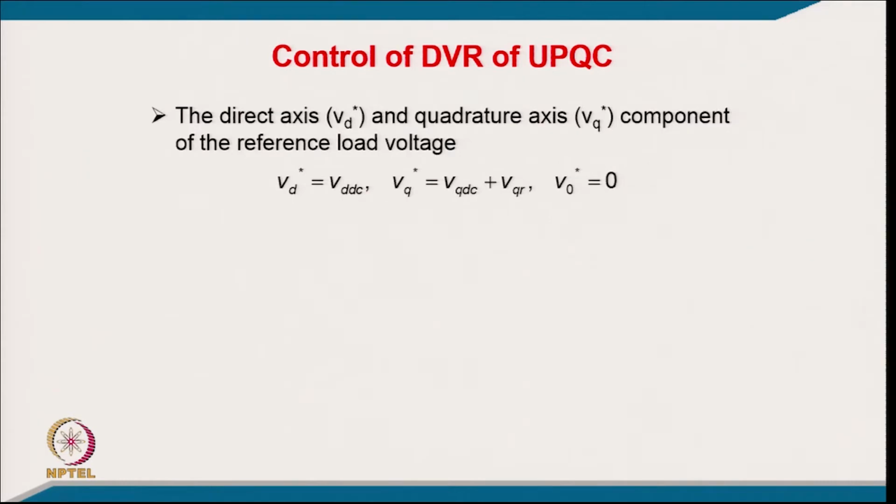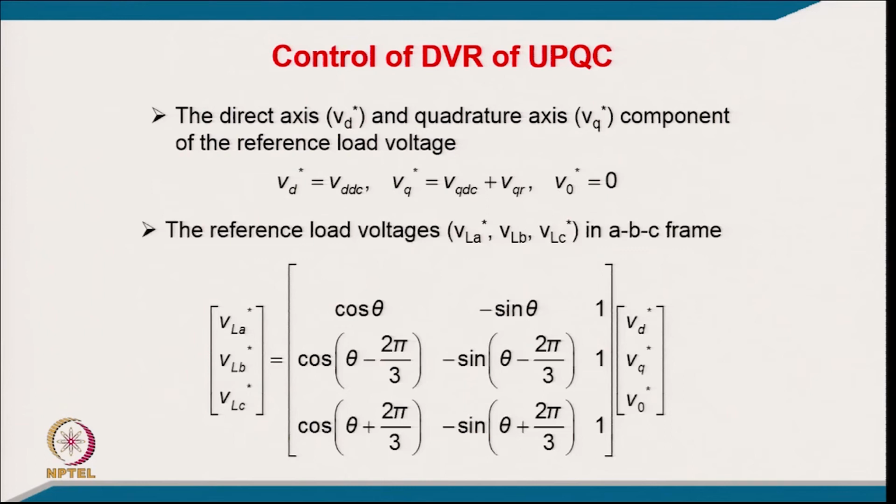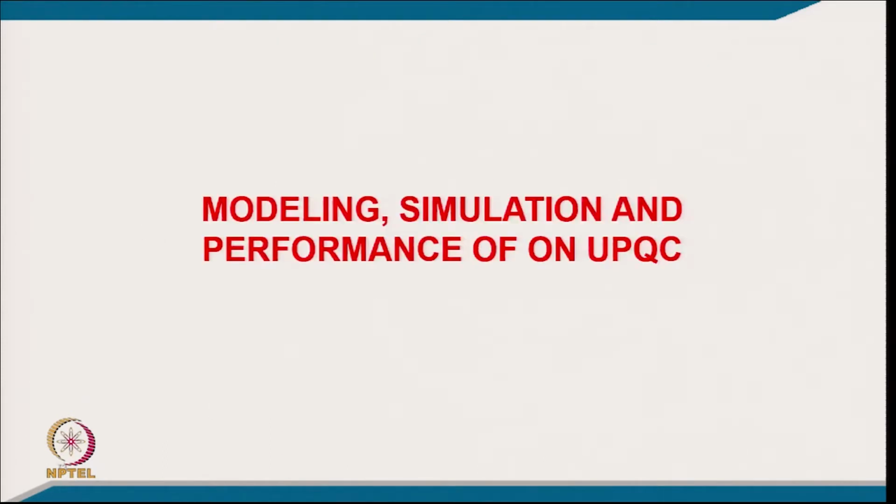The direct axis component is calculated from the DC component, and the quadrature component corresponds to the PI controller as well as the supply voltage, and the zero sequence is 0. Once we get Vd and Vq, we apply the inverse transformation, where theta is calculated from the PLL from the current. So, we get the load voltage, and with this sensed load voltage we use the PLL. That completes the simplest control, the SRF theory, for this UPQC. Now coming to modeling, simulation and performance of UPQC.